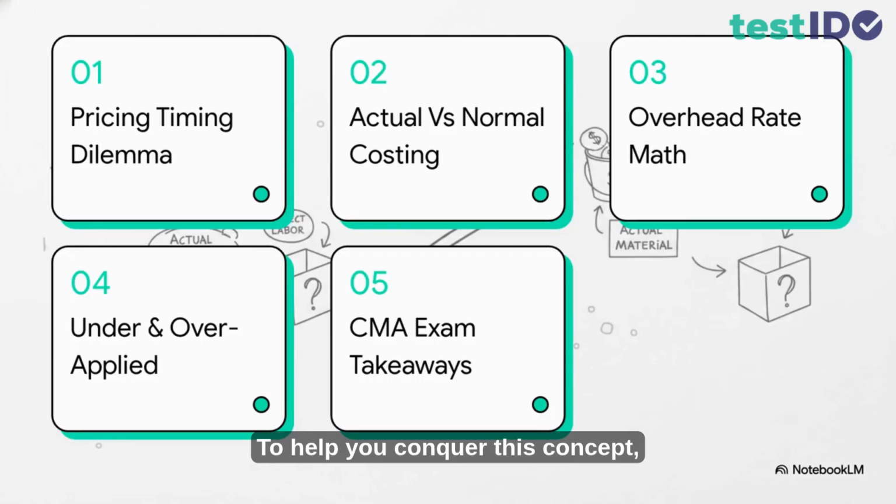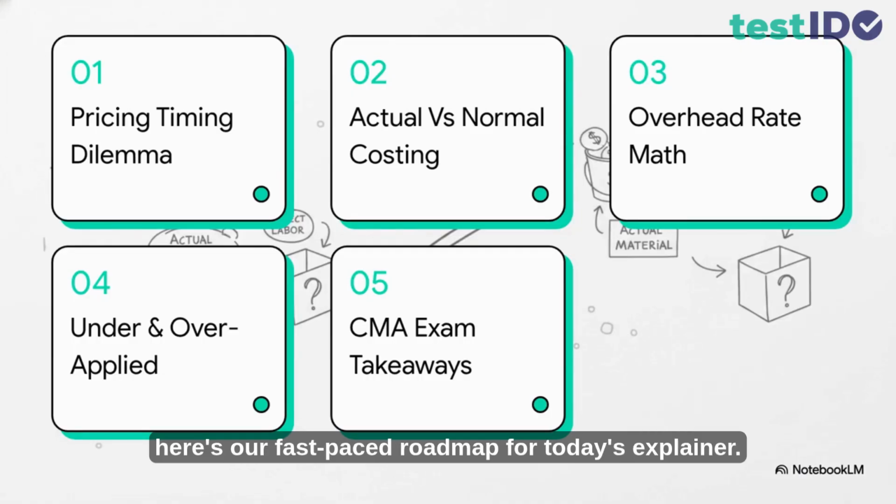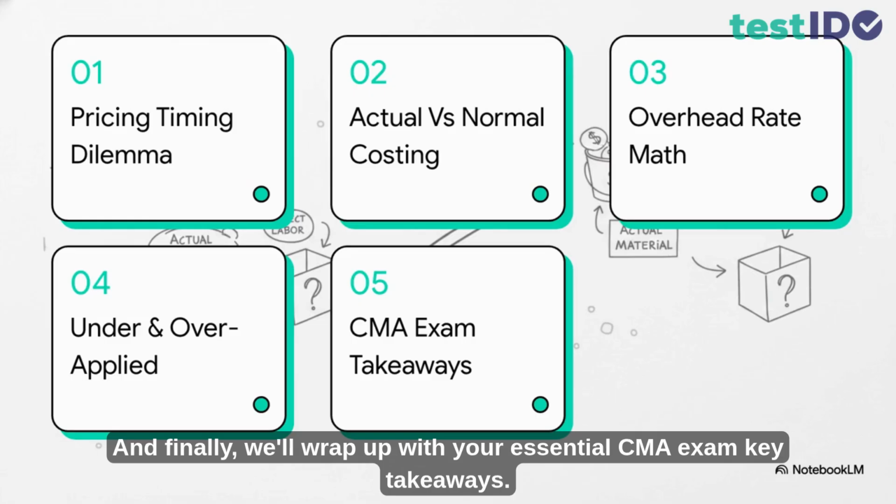To help you conquer this concept, here's our fast-paced roadmap for today's explainer. First, we'll look at the pricing timing dilemma. Second, we'll put actual and normal costing head-to-head. Third, we'll calculate the overhead rate. Fourth, we'll tackle under and over-applied overhead. And finally, we'll wrap up with your essential CMA exam key takeaways.